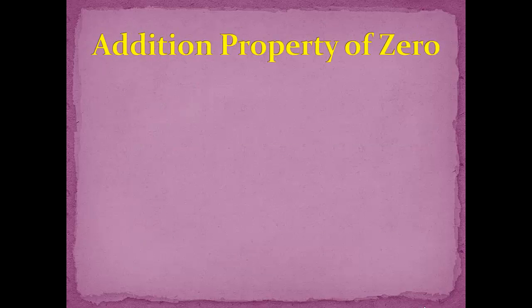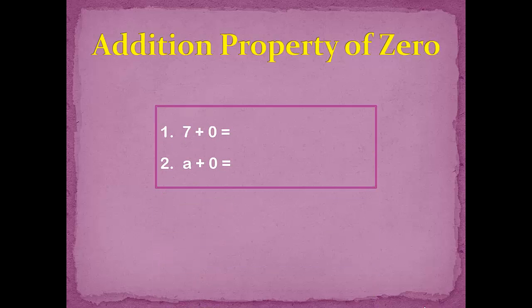Next, we're going to look at the addition property of 0. The addition property of 0 tells us the sum of any number and 0 is that number. So for number 1, if I have 7 plus 0, we can see that the sum of any number plus 0 is that number. So it's going to equal 7. And the same thing with using a variable. A plus 0 would equal A.